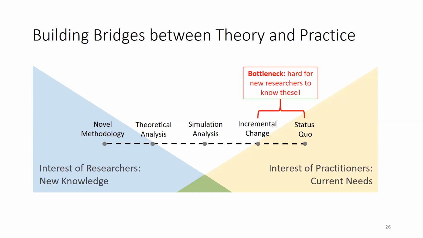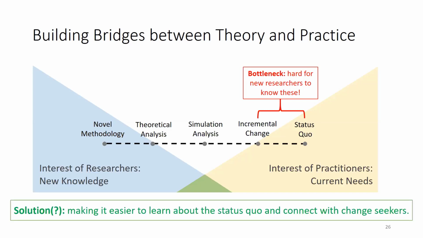The bottleneck I find in this process is that it's difficult for new researchers to know the status quo, as well as find practitioners wanting to do incremental changes. So as a systemic solution to better facilitate such practice-driven research, it will be helpful for us as a community to make it easier for researchers to learn about the status quo, as well as connect with these change seekers.